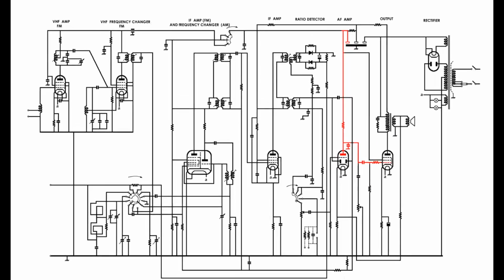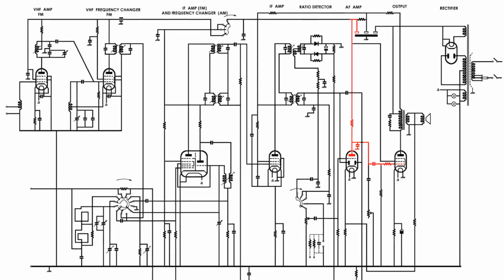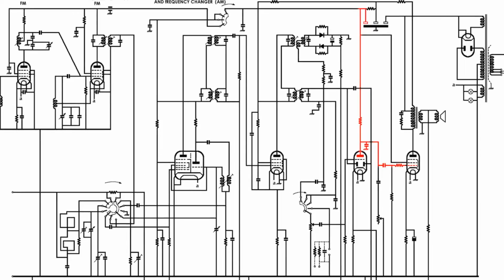The audio signal is taken from the anode of the AF amplifier, and you'll see that there's a little capacitor that goes to ground, and that again is just bleeding off any RF content. It's a 330 picofarad capacitor, so it's very high impedance to AF signals and a low impedance to radio frequency signals, so that prevents any RF being passed through to the output valve.